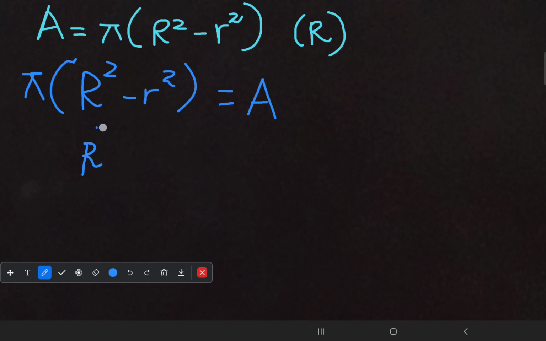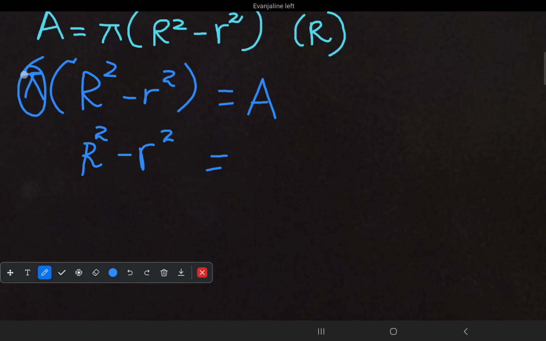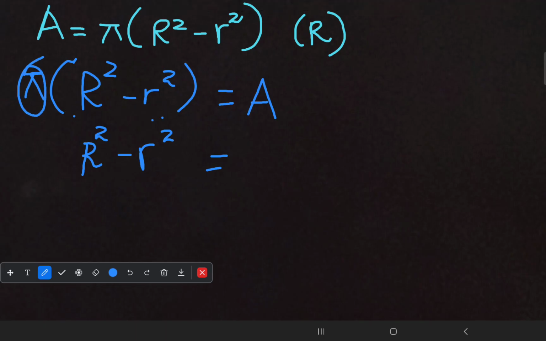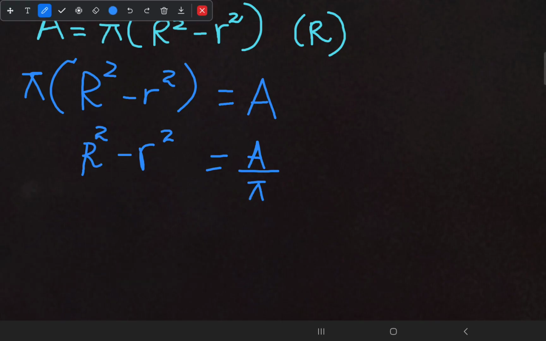So we can keep R square minus r square as it is, that remains the same. First of all, we have to take this multiplicand 5, which is multiplying both of these components. So let's bring the 5 as a dividend, so A divided by 5. Then capital R square equals A upon 5.